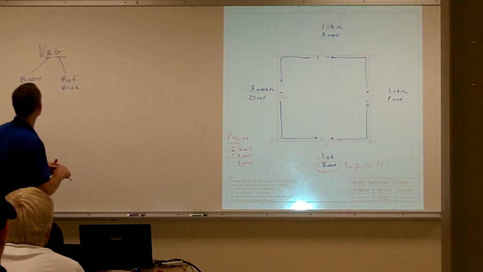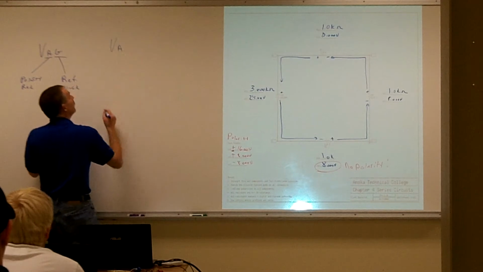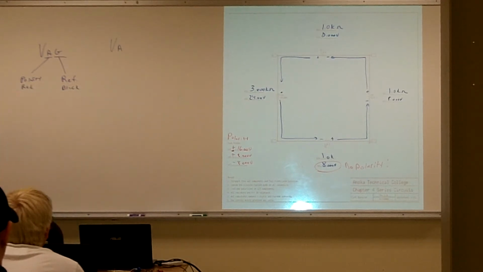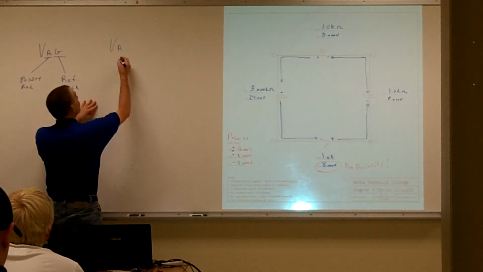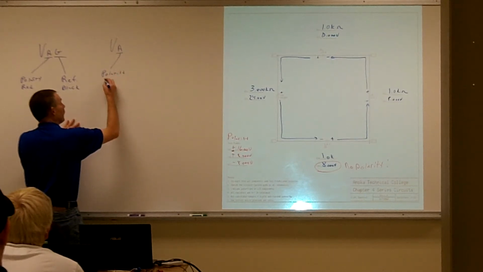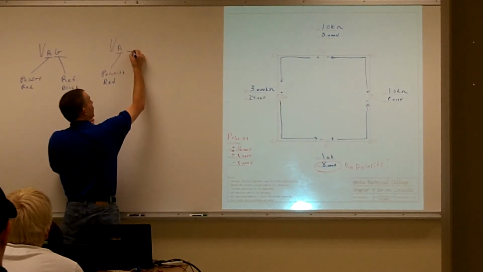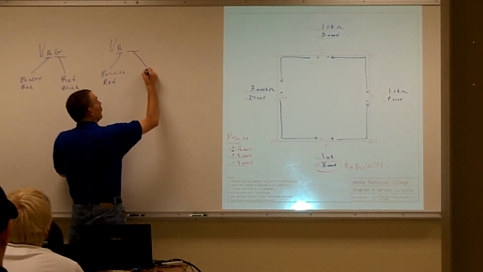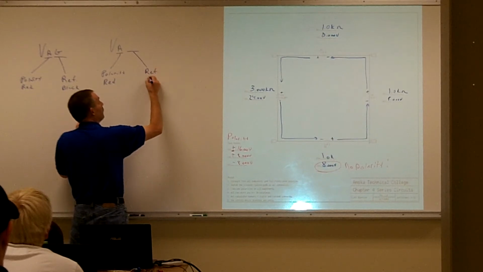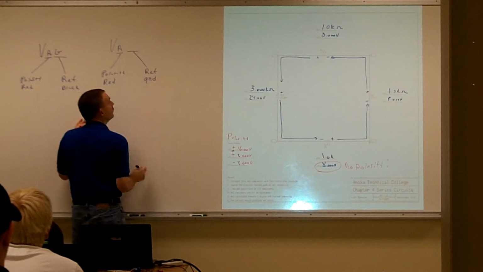Now, on our test points, if it only shows one letter, one test point, that one letter is always going to be my polarity. That's going to be my red lead. And if there's nothing after that one, it's still going to refer to my reference point, but that's always going to be my ground, my reference point.